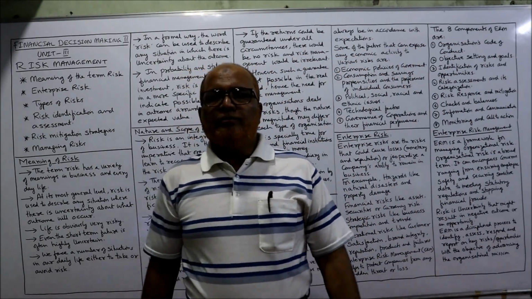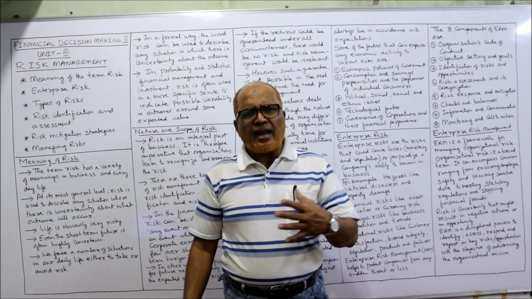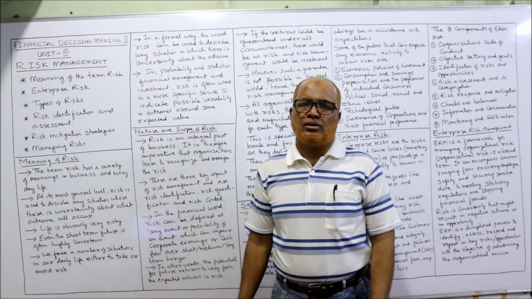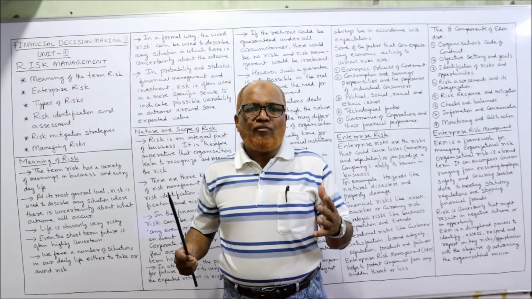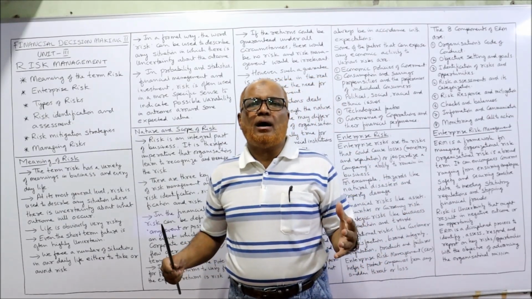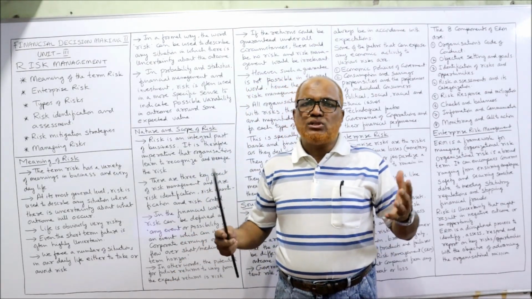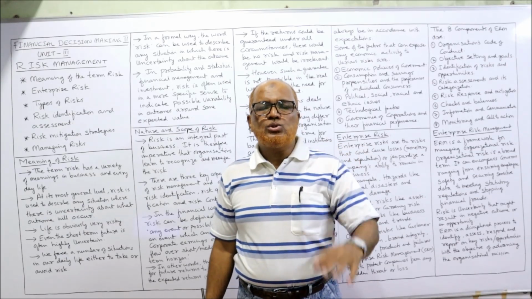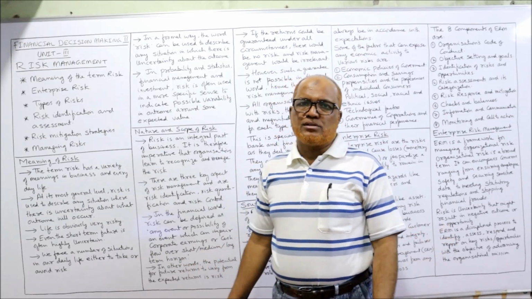Now, first of all, what is the meaning of the term risk? The term risk has a variety of meanings depending on the context in which it is used. Normally it's a general term. In every walk of life, we use the term risk. Whenever there is uncertainty about the happening of an event, we don't know whether the event will be positive or negative. So whenever the event is uncertain, we use the word risk. That's the general meaning of the term risk.